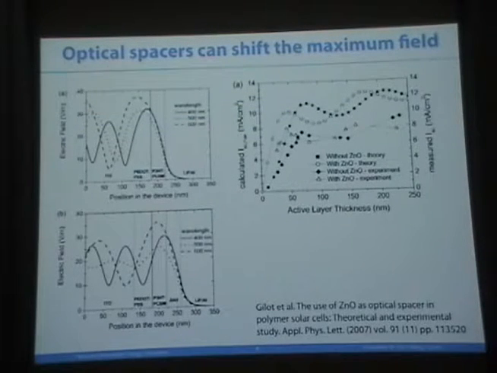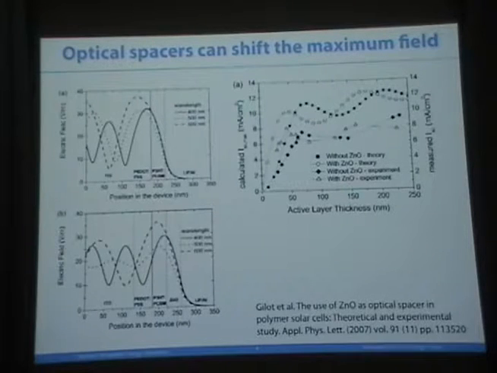So there are tricks you can play. Like I say, you can change the layer thicknesses and all these sort of things. But here's a nice example where people use a little zinc oxide layer. The zinc oxide layer has the effect of what they call an optical spacer. And that shifts the intensity maximum of the light, the electric field, straight into the PBDTTT layer, while before it was in the PEDOT layer. Obviously a pretty bad situation. And you shift it into the PBDTTT layer, and that increases the current by quite a bit.